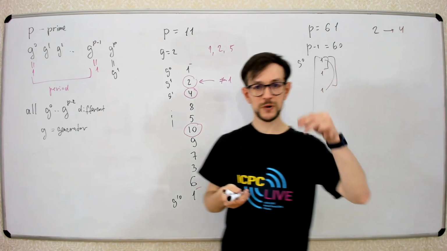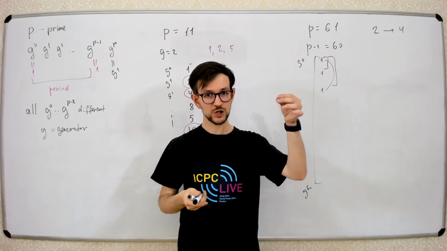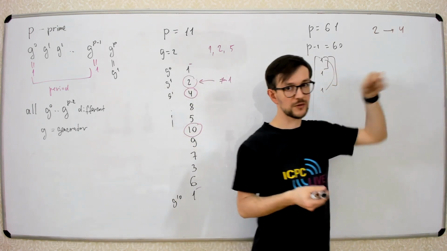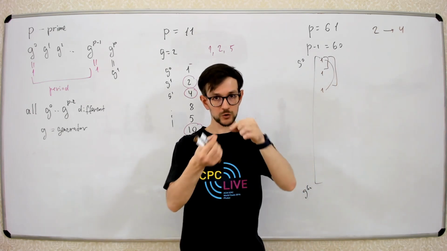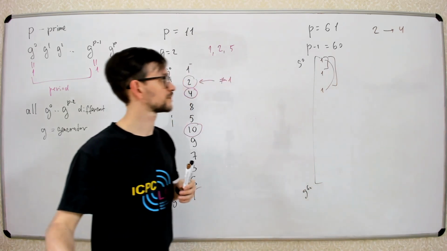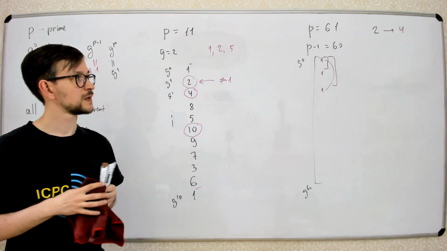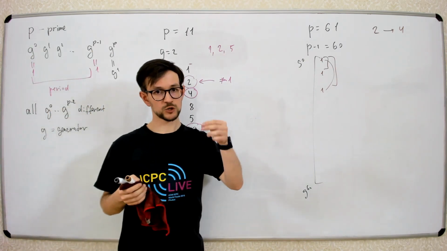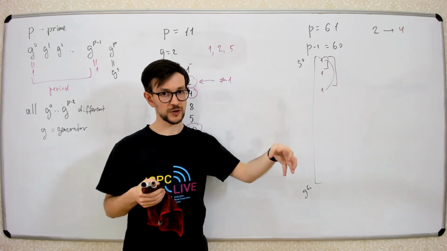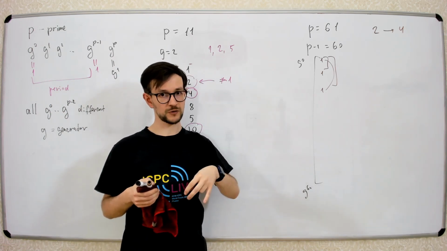So I don't need to check period 2. I can check only period 4. And if there is no period of length 4, then there is no period of length 2. Right? So if I need to check periods 2 and 4, I actually need only check period 4.